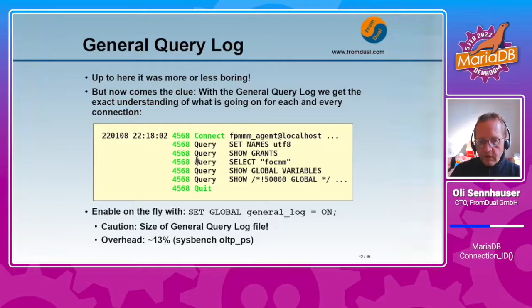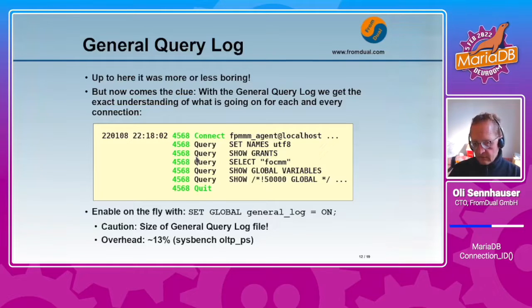The general query log can be enabled on the fly with the command SET GLOBAL general_log = ON. If you do that on a production system, be a little bit careful, because the size of the general query log can grow quite quickly and fill up your disk. So be careful, and enable it on production only if you have enough space on the disk.